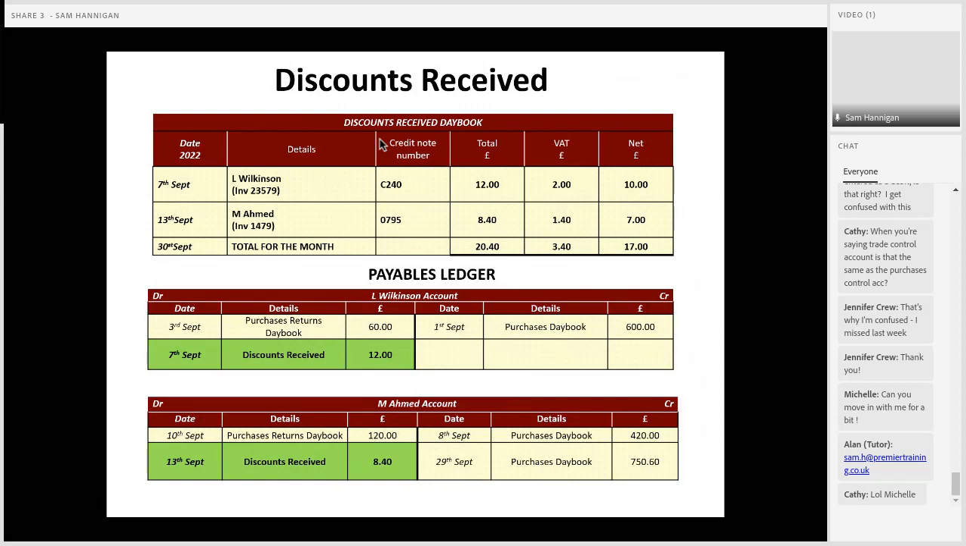Okay, then. So what we've got is we've taken our discount. That means that we've paid them early. It can't be trade discount because trade or bulk discount would have been given at the point of sale. So they'd have taken that off before they worked out the VAT and so on. So this has got to be prompt payment discount. We're paying early to our suppliers. Okay, then. So if discounts received is a credit, the net amount would be credited in the discount received account. The VAT would be a credit in the VAT account. So the total must be a debit in the payables ledger control account. Okay.